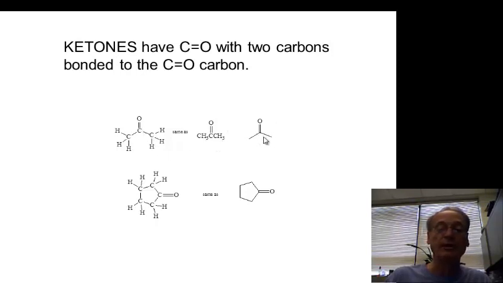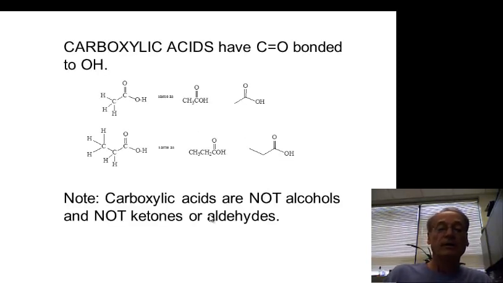This would be the condensed formula, and this would be the bond line formula for that ketone. This is also a ketone because it has a C double bond O with 2 carbons attached, 1 on either side. This would be the bond line formula for it. So be able to recognize ketones and aldehydes and know that they are different from each other, although similar.